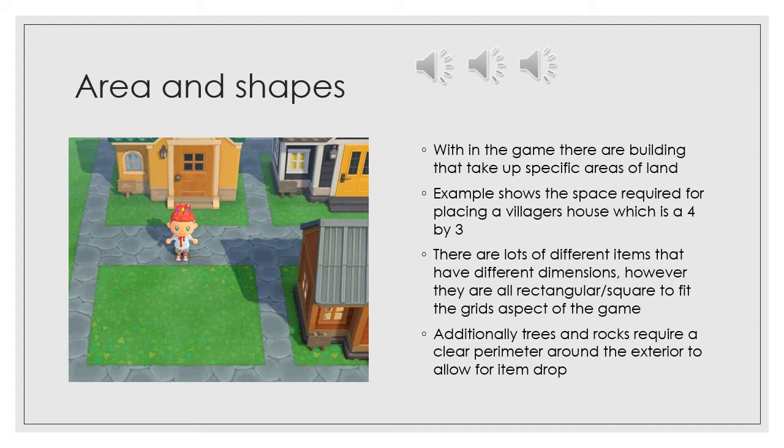There is also another key element to the area. Some items spawn additional resources for you to collect, and therefore you need to have a perimeter around the outside completely free, otherwise these items cannot spawn.